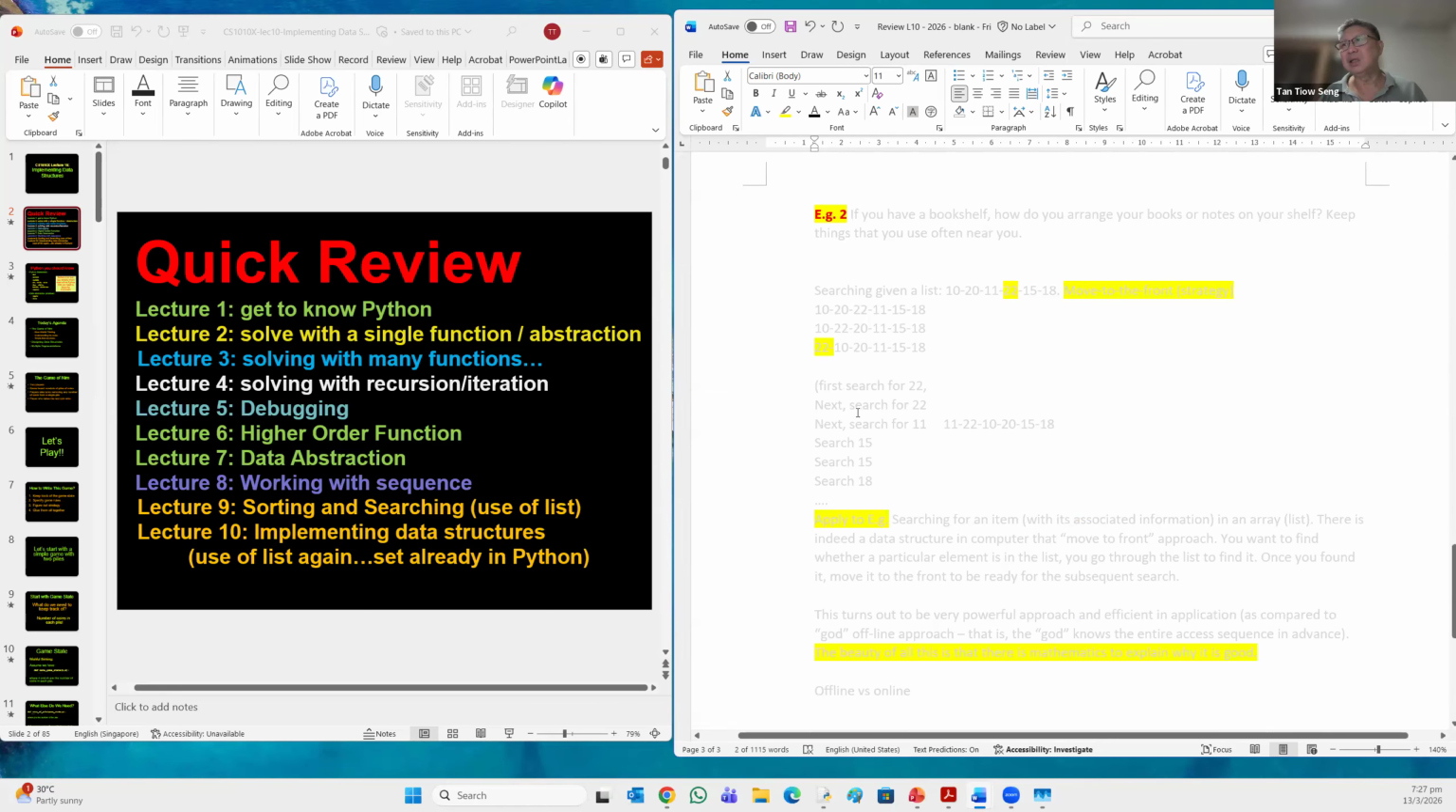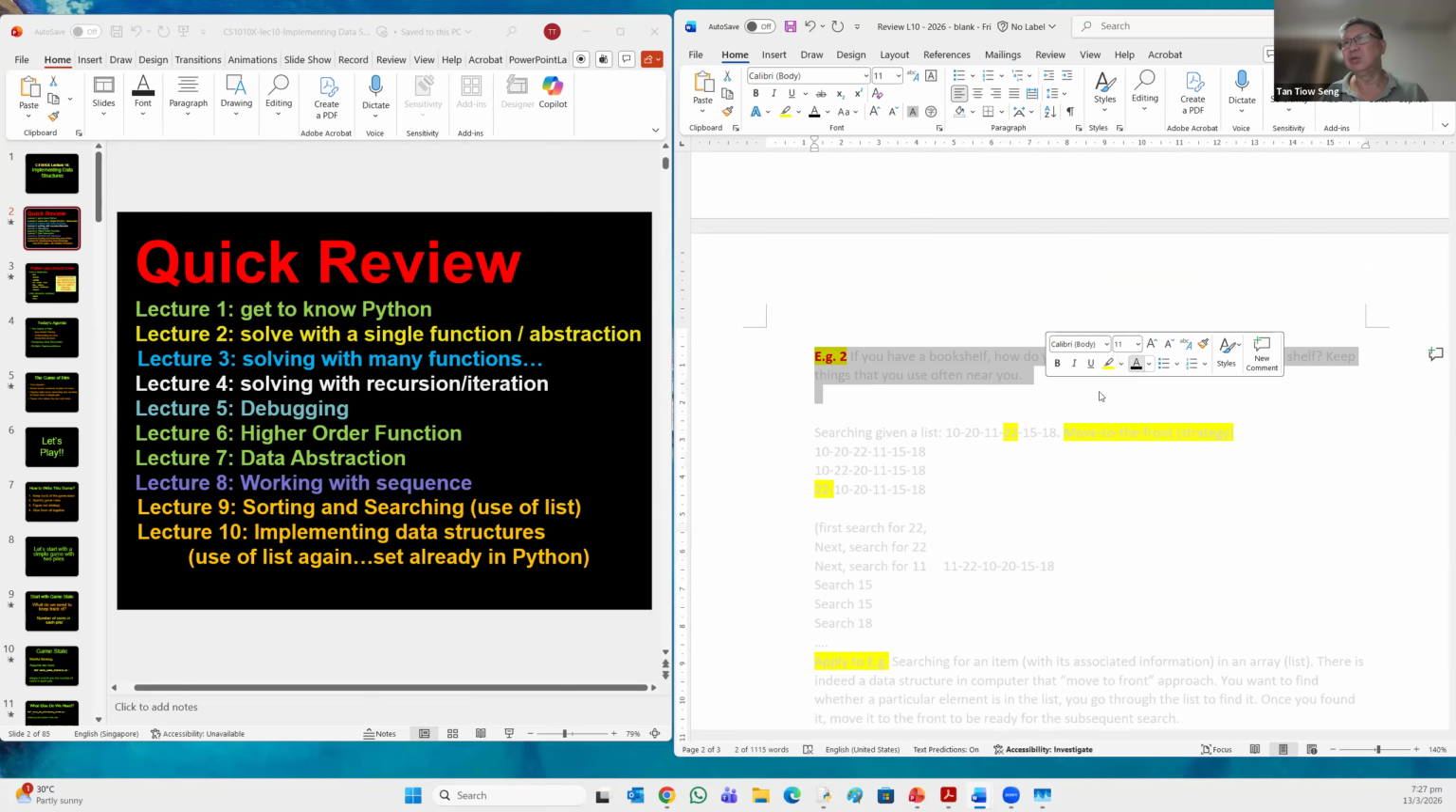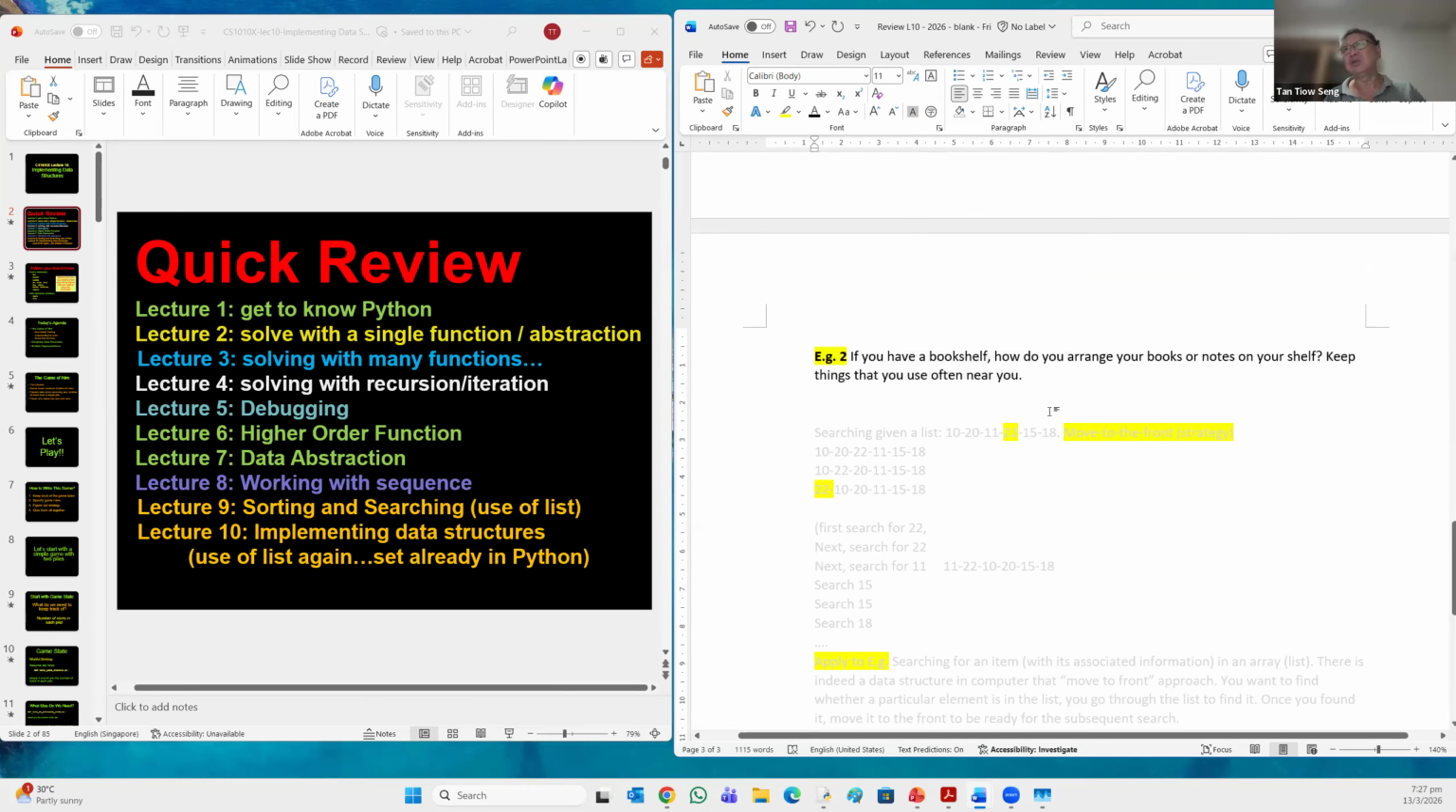This second example is similar to what you have at home, right? Suppose you have a bookshelf. How do you actually arrange your books or notes on the shelf? Of course, you can also imagine that you do hashing, in the sense that you use the title to hash or you use the author to hash or whatever. In a computer, that's the same thing.